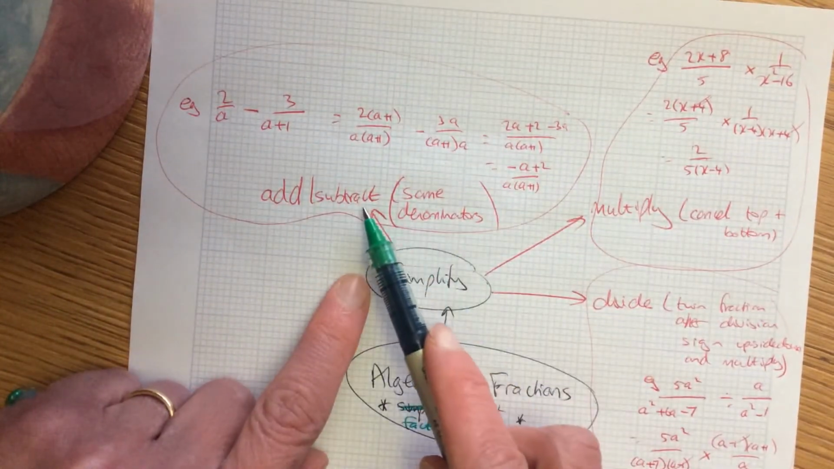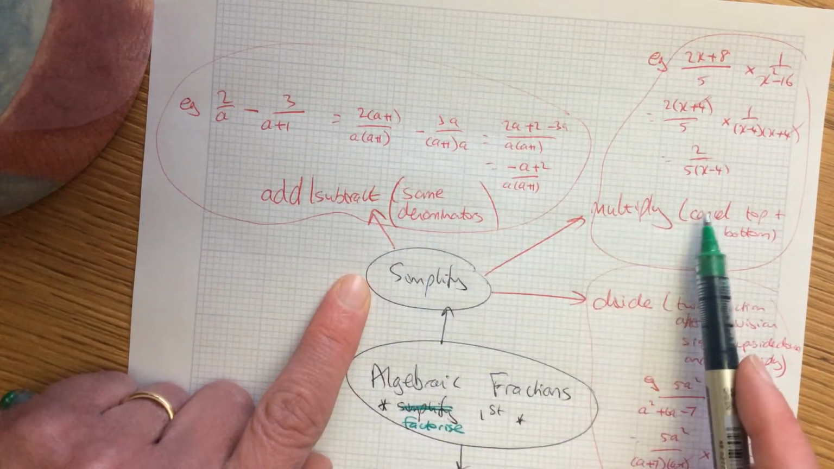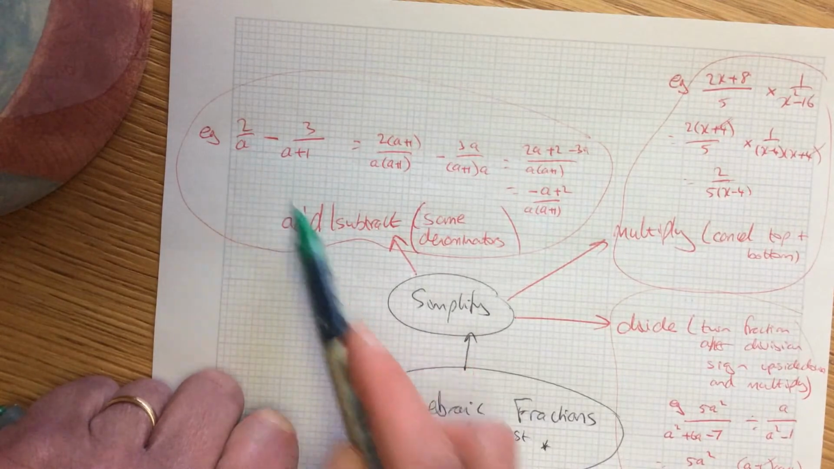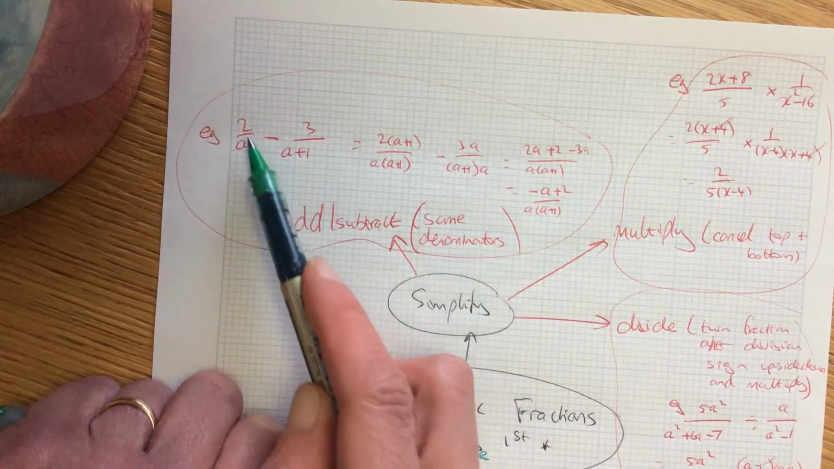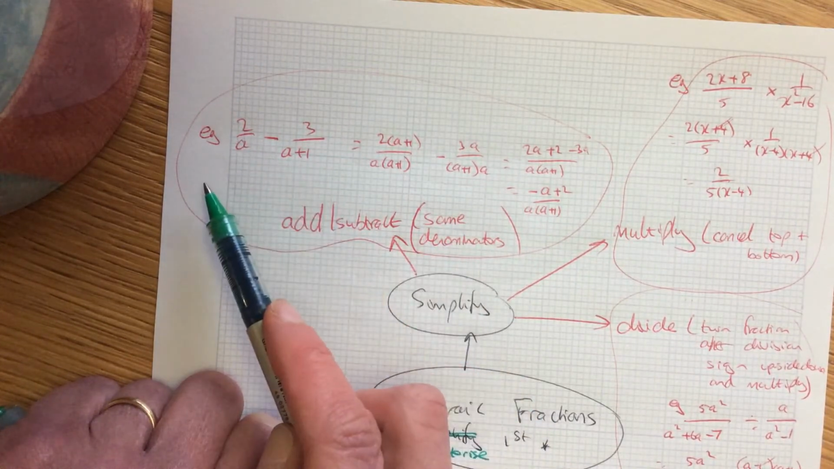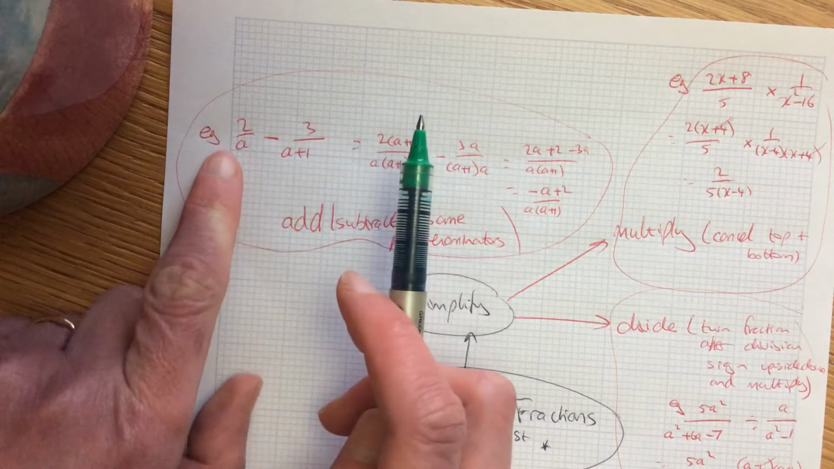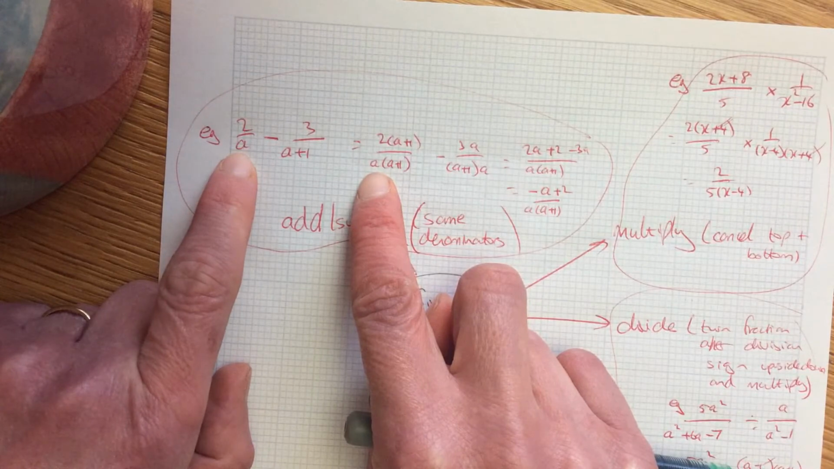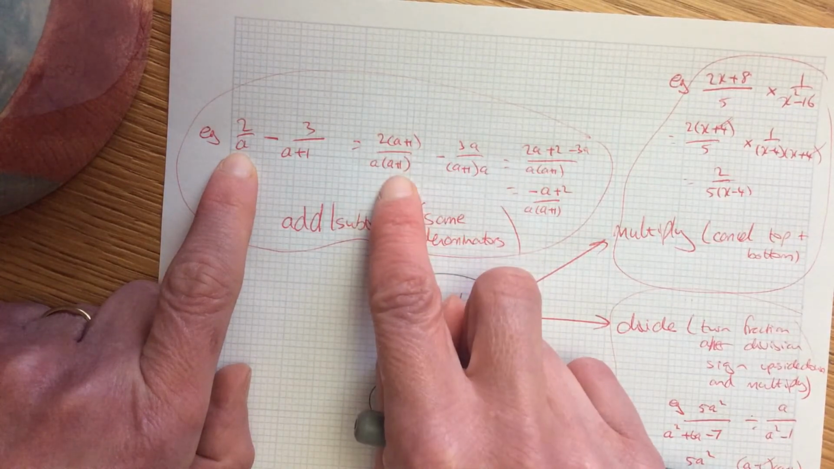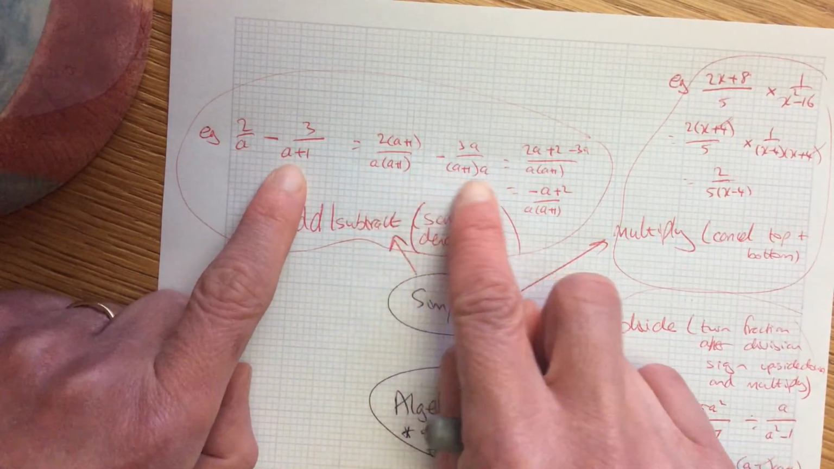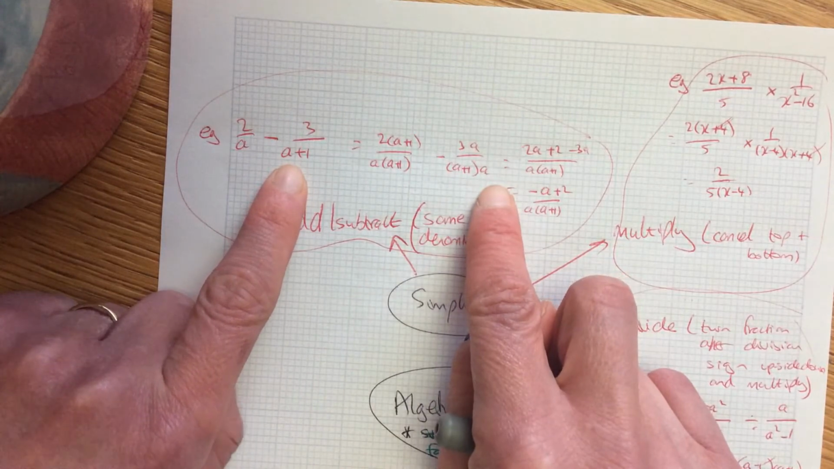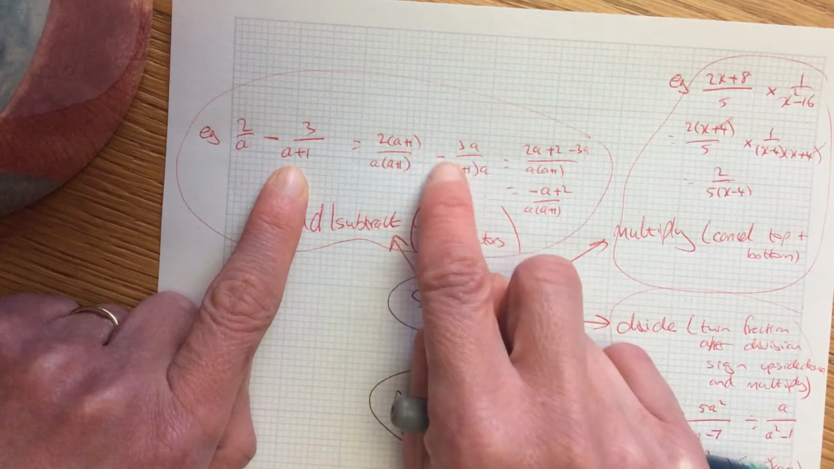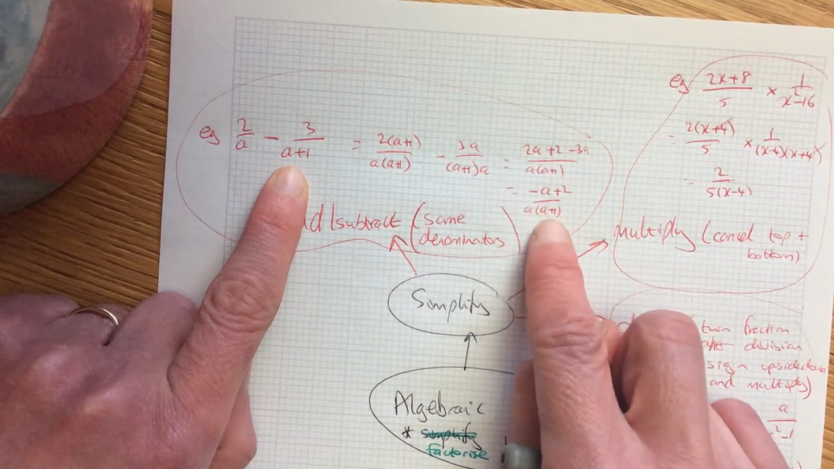You can then be asked to add or subtract, multiply or divide. So let's check each of these. Add and subtract need the same denominators. So if you look at your fraction, they both have to have an a and an a plus 1. So the first fraction needs an extra a plus 1, so pop it on top. The second fraction needs an extra a, so pop it on top. Once you have the bottoms the same, times out the tops. 2a add 2 minus 3a, and then tidy up.